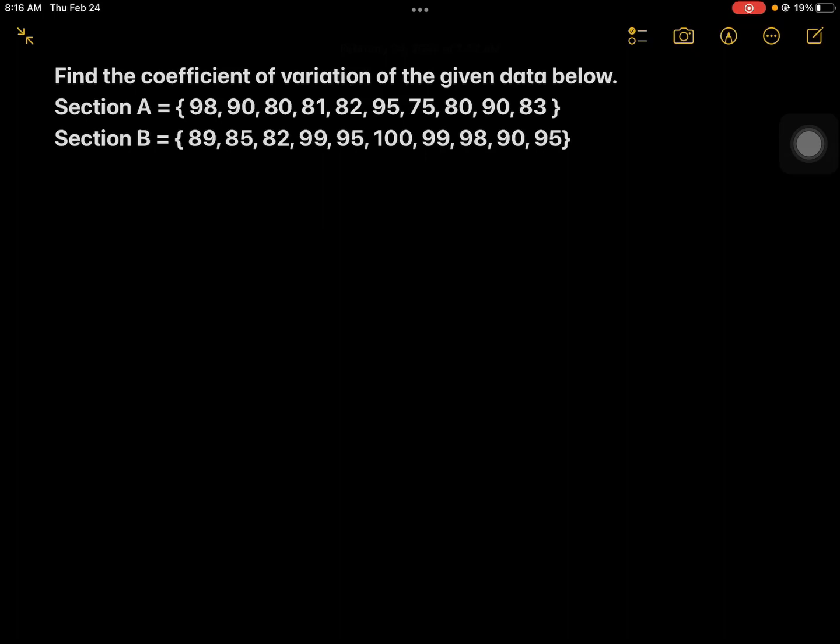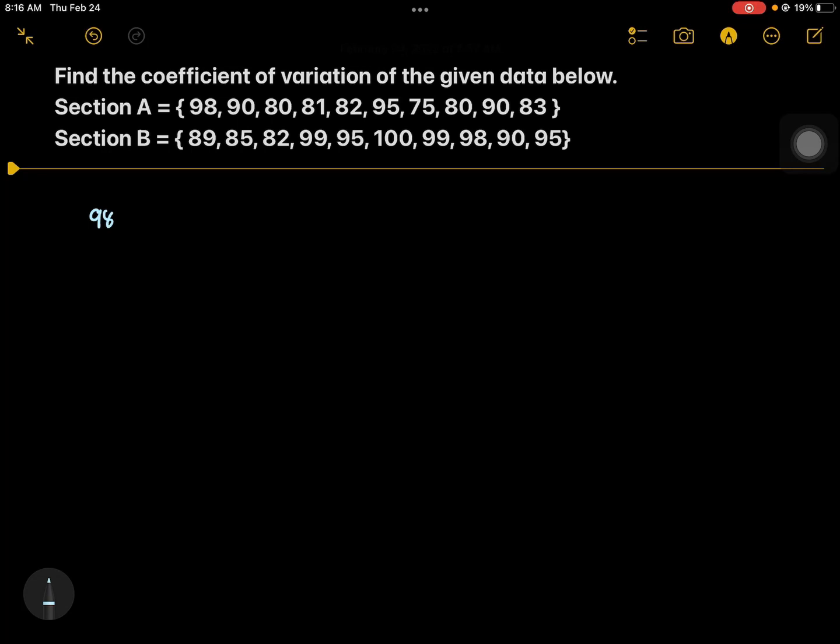Coefficient of variation of the given data below. So you have section A and section B. So let's write first. You have 98, 90, 80, 81, 82, 95, 75, 80, 90, 83.